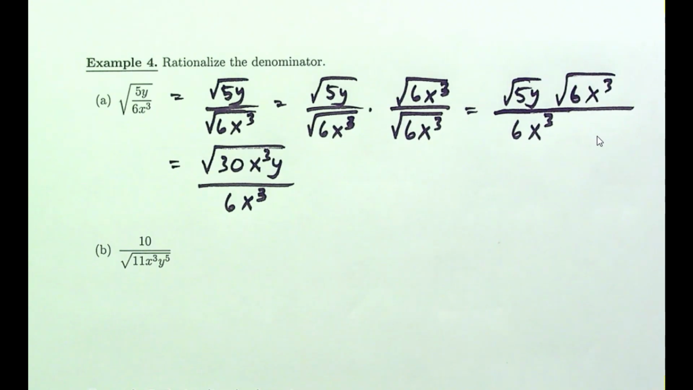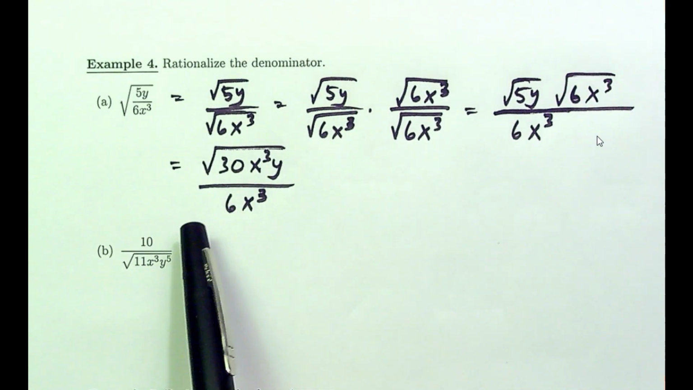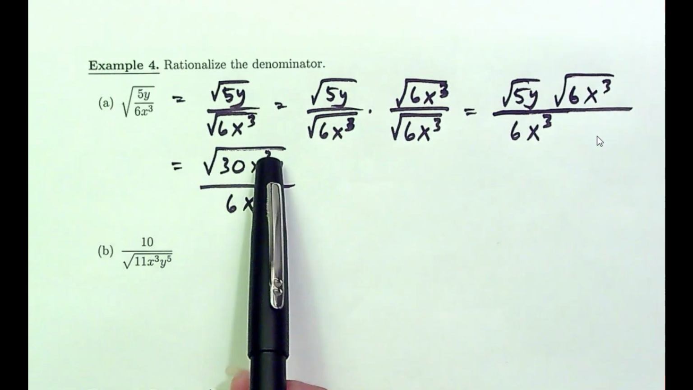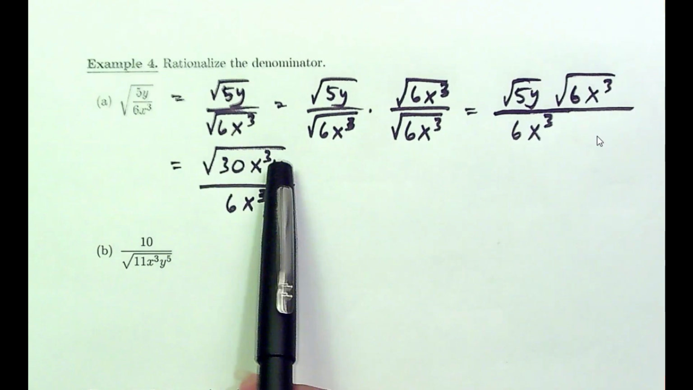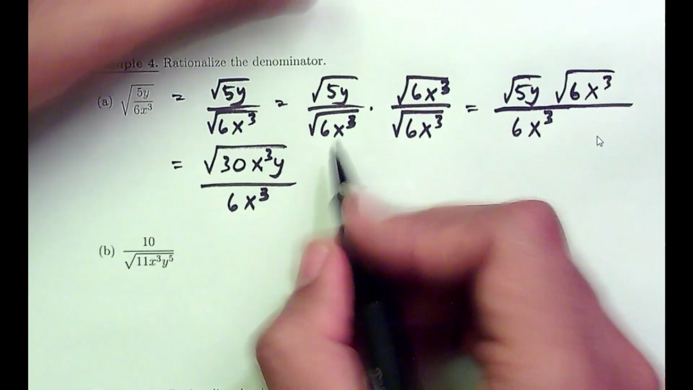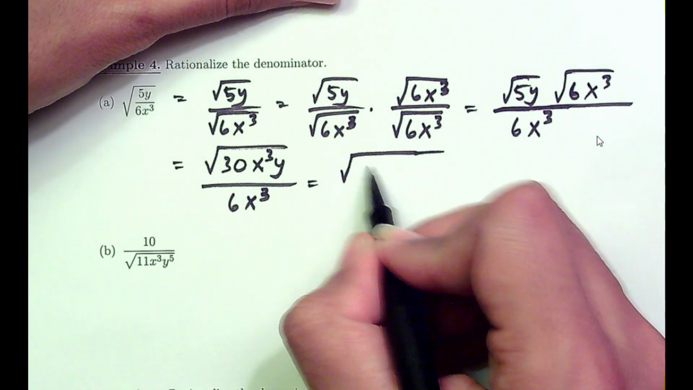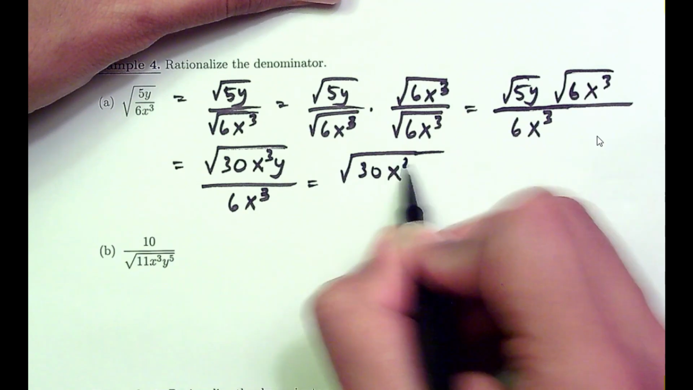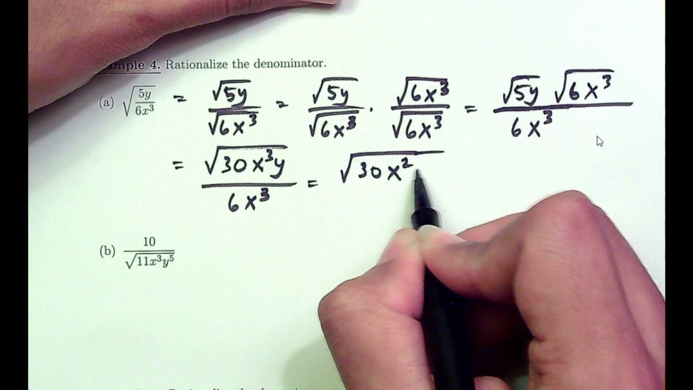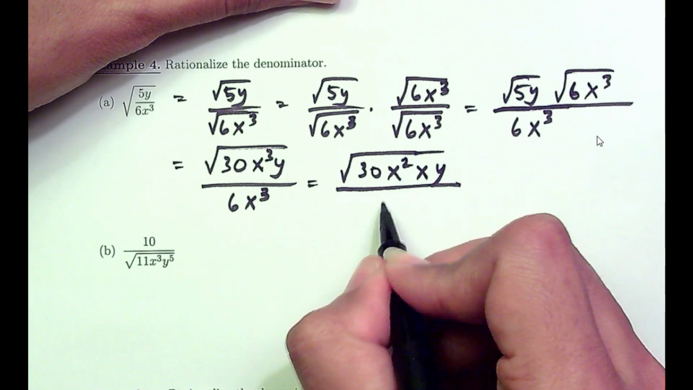But the x cubed you can, because even though you cannot divide the 3 by 2, which is a procedure for simplifying, right? Divide the exponent by the index. Index is 2. You can break that up and say this is 30 x squared times x times y, all that over 6x cubed.